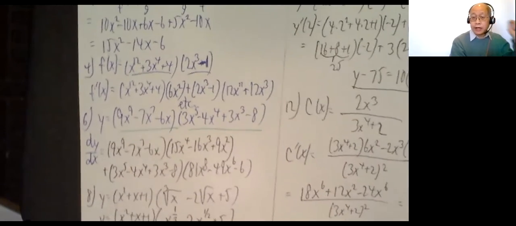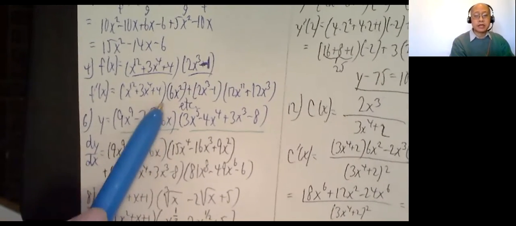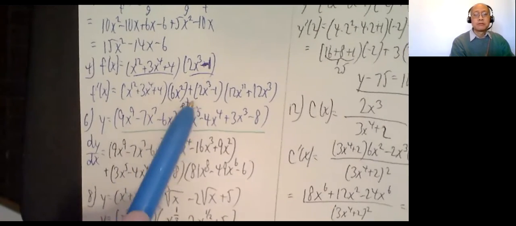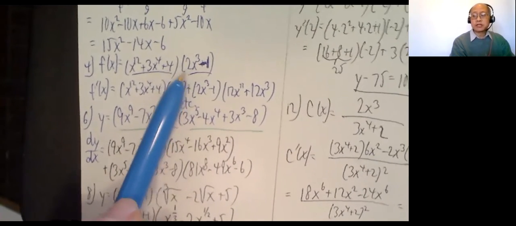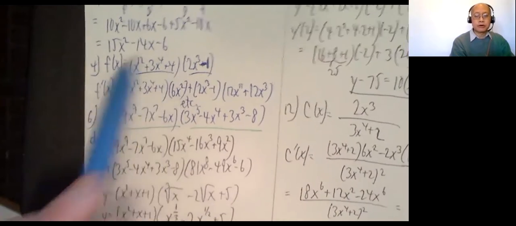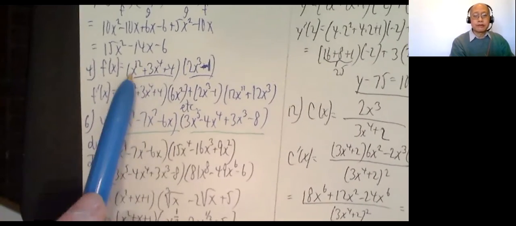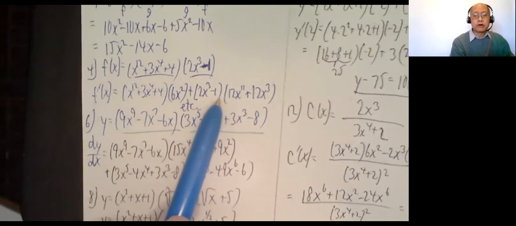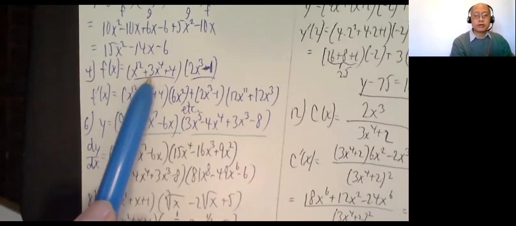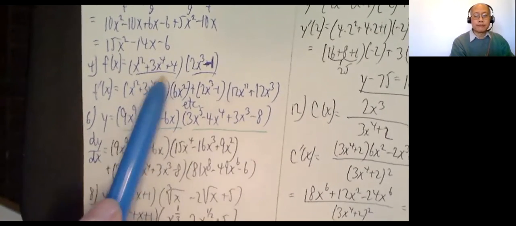So what's the derivative of 2x cubed minus 1? 6x squared. Plus second function, copy the second function, 2x cubed minus 1, multiplied by the derivative of the first. Okay, so the derivative of x to the 12th, 12x to the 11th. Derivative of 3x to the 4th, 12x cubed, and the derivative of 4 is 0.